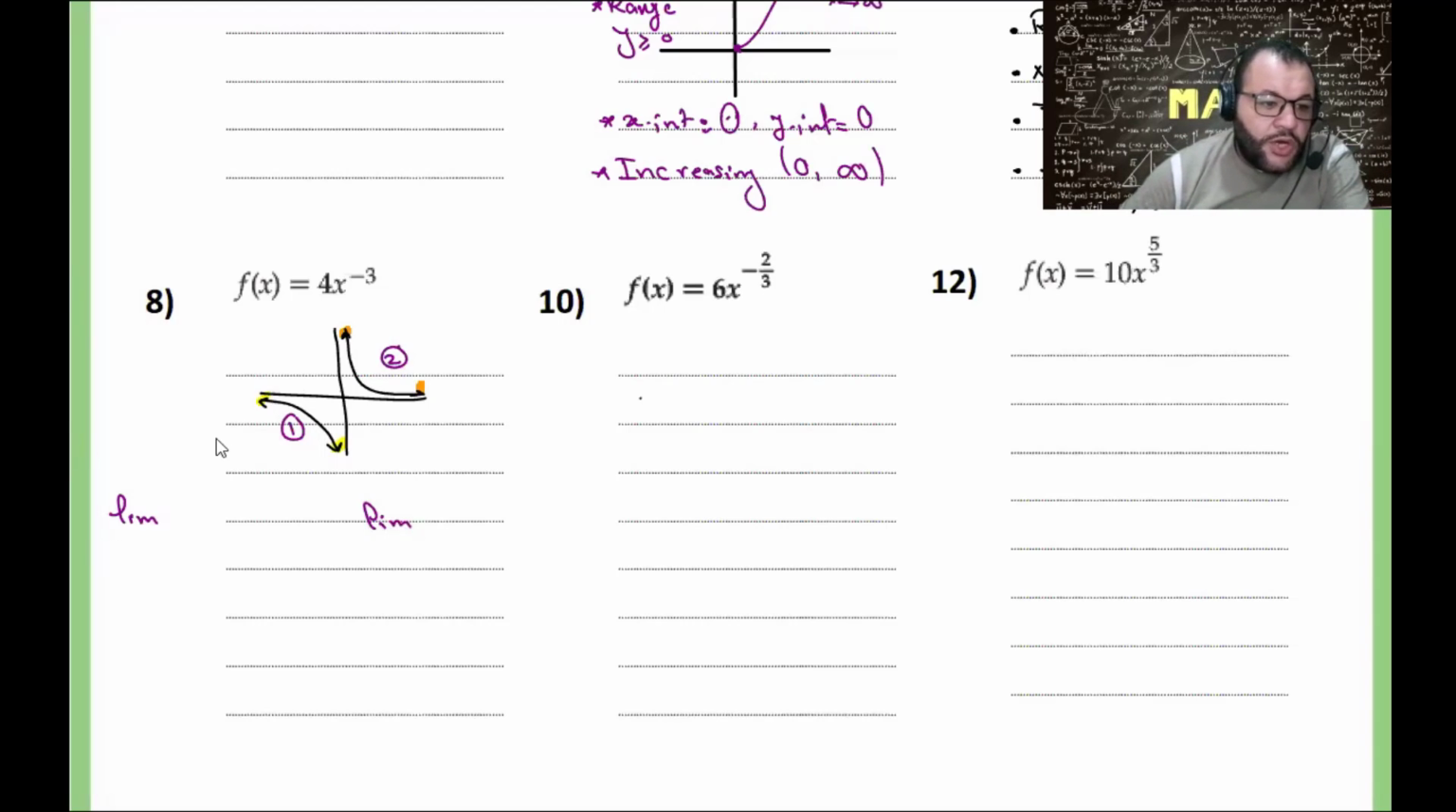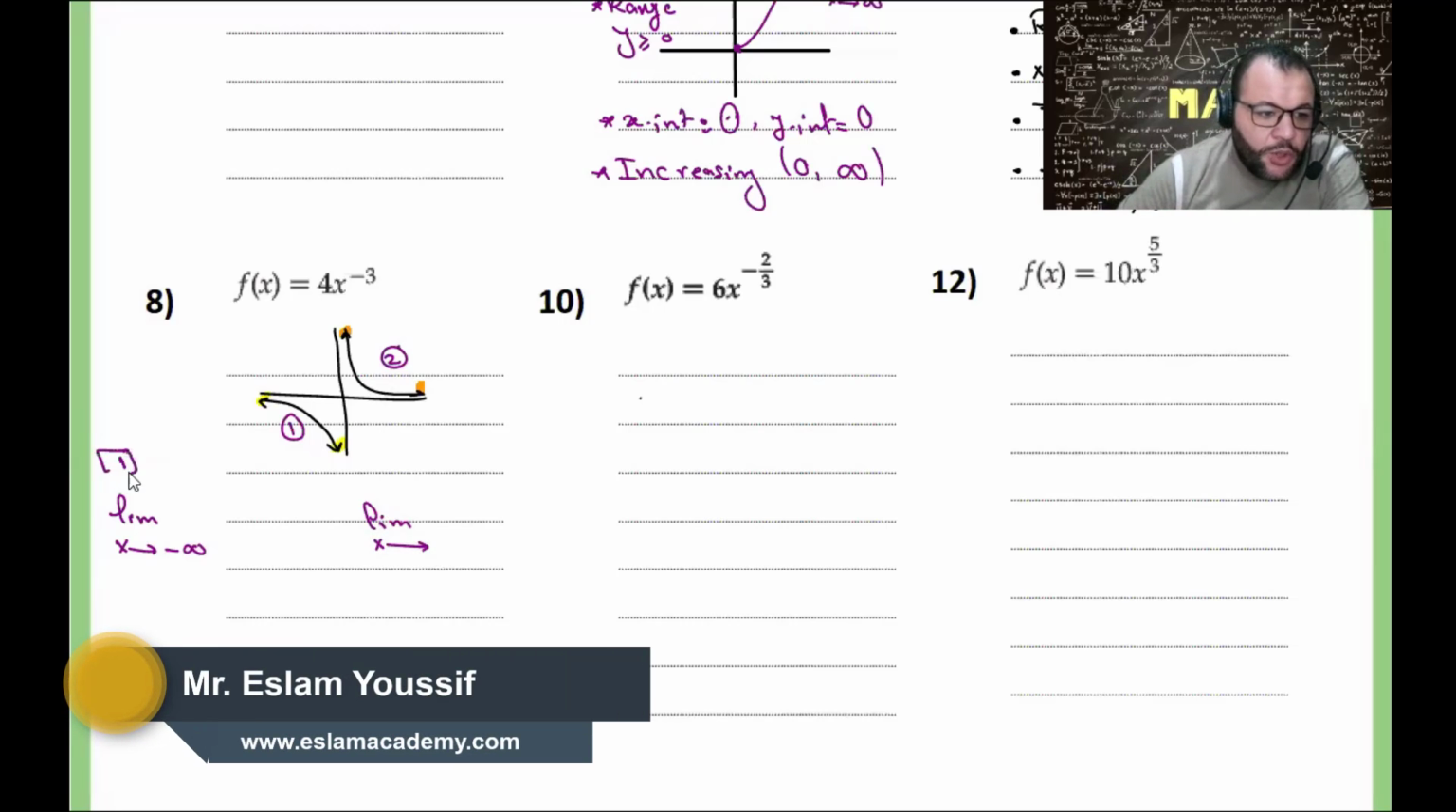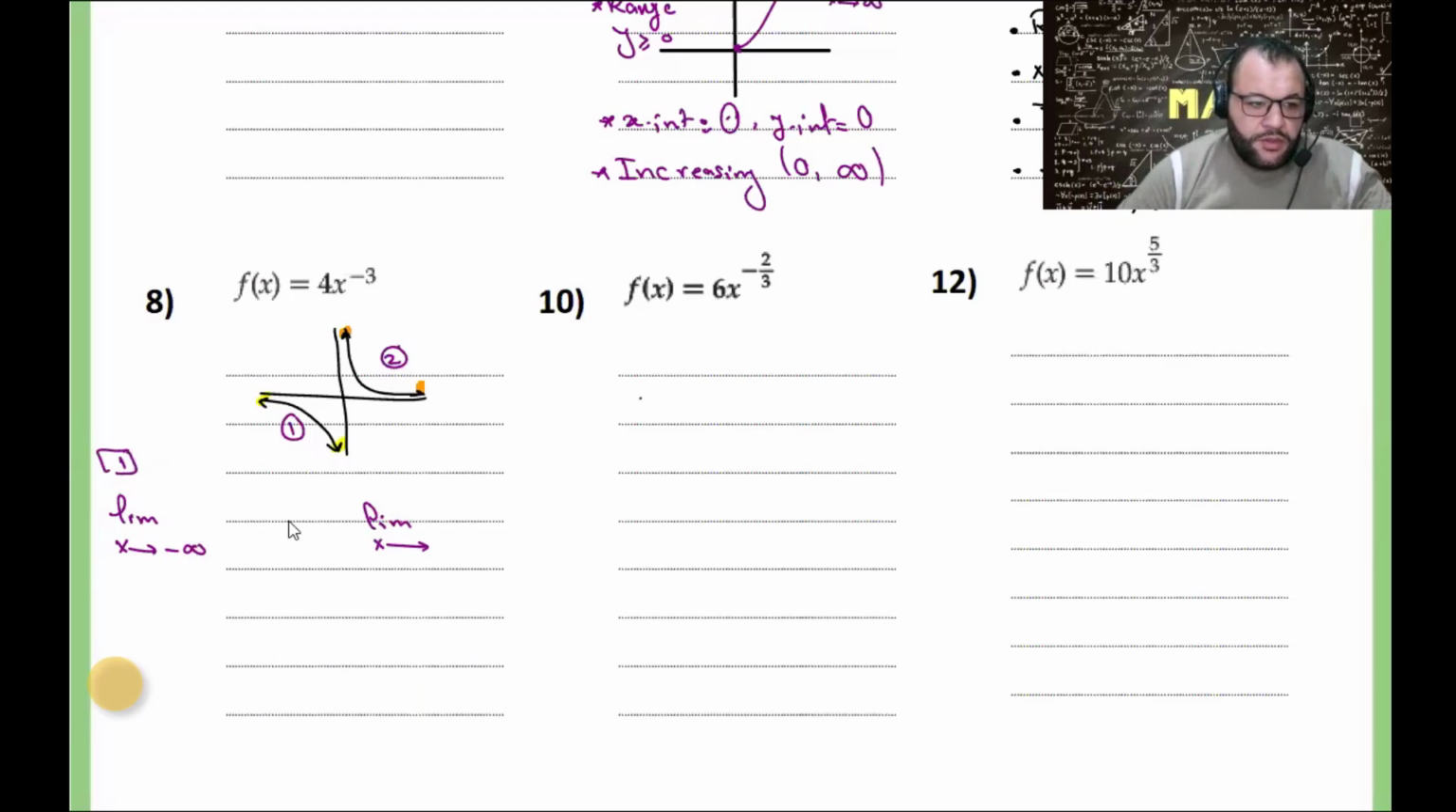From the left, x is going to what? I'm talking about the values of x. The values of x from the left are going to negative infinity. So we can say that x tends to negative infinity. Now the second one, x from the right side for graph number 1. I'm talking now about graph number 1.